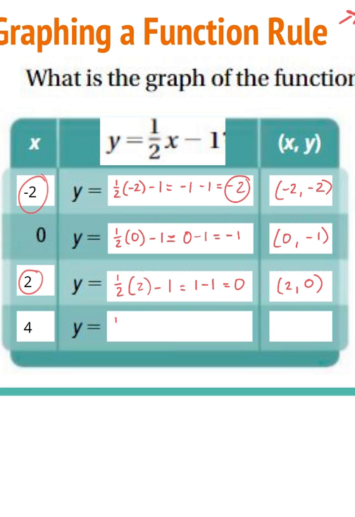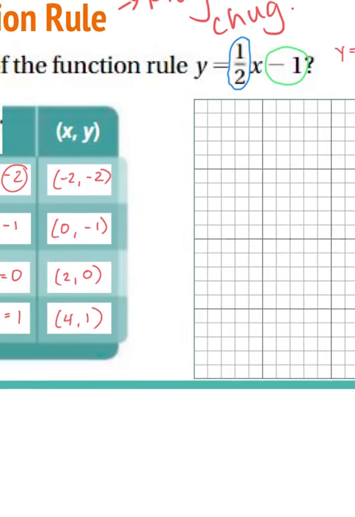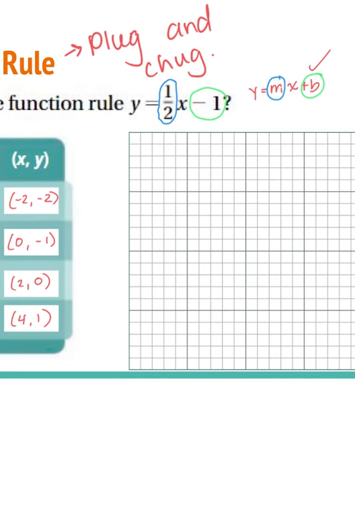Next one, we've got 1 over 2 times, now x is going to be equal to 4 minus 1 equals, okay, so now we've got 1/2 times 4, which is the same as 4 divided by 2, which is going to be 2 minus 1, which is just positive 1. So now we've got 4, comma, 1. Okay? All right. Now, as soon as we've got all of our points, we're going to go ahead and plot them.